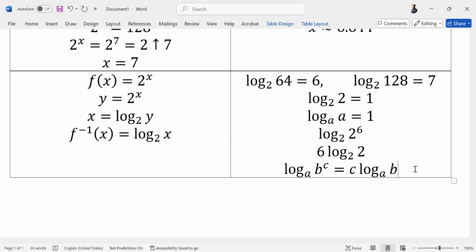There is a power of the input that can be written as a product of the output.